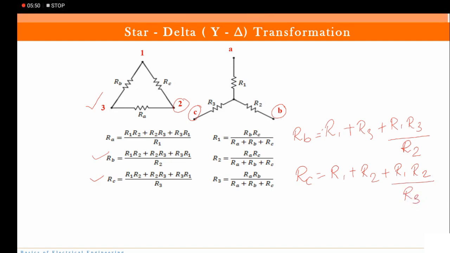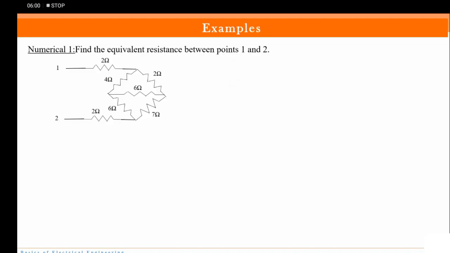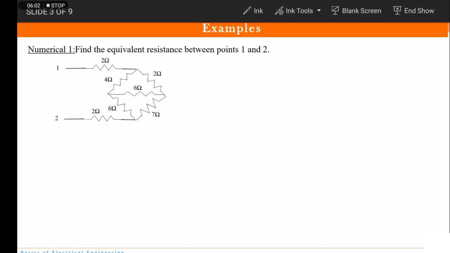Fine. I hope you understood. You have to remember these equations always, because later we are going to use these equations to simplify the circuits. Okay. So our first numerical is that you have to find the equivalent resistance between point 1 and 2.